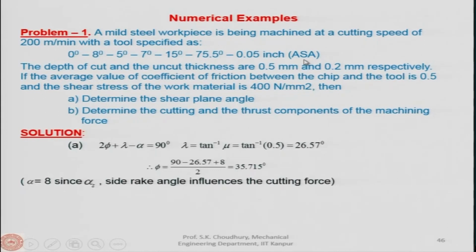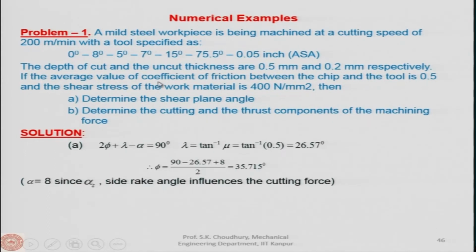In ASA, I will remind you, if it is given in ASA, you have to understand that this is the back rake angle, this is the side rake angle, this is the flank angle, the principal flank angle, and these are the cutting edge angles, gamma S and gamma E. The depth of cut and the uncut thickness are 0.5 millimeter and 0.2 millimeter respectively.